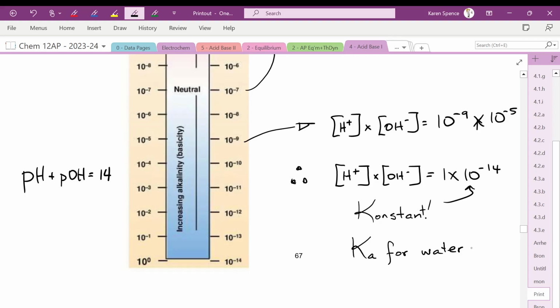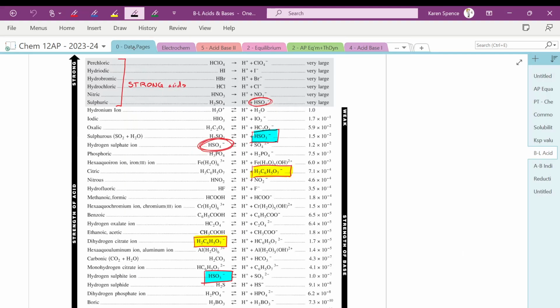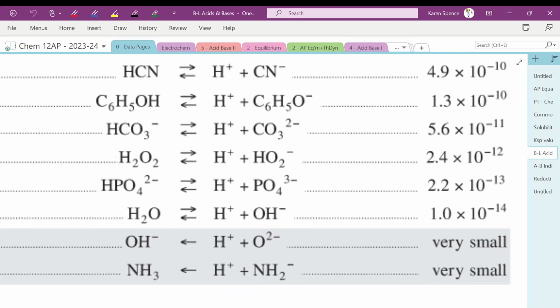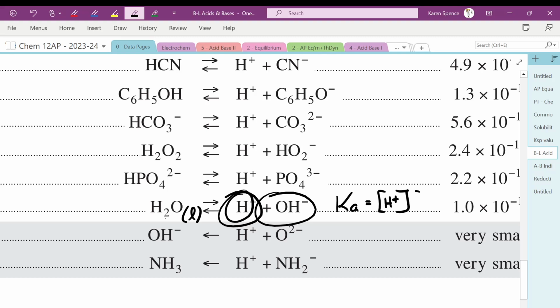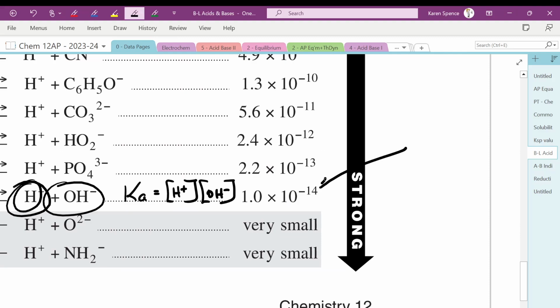Because if we look at water on our data pages, look at that. Water dissociates into hydrogen and hydroxide. Yes? And water itself is a liquid. Do we include liquids in KEQ expressions? No. So Ka for water is concentration of hydrogen times concentration of hydroxide. Oh, and look, what value do we have here? Whoa, look at that. 1 times 10 to the negative 14. Coolio, yes?